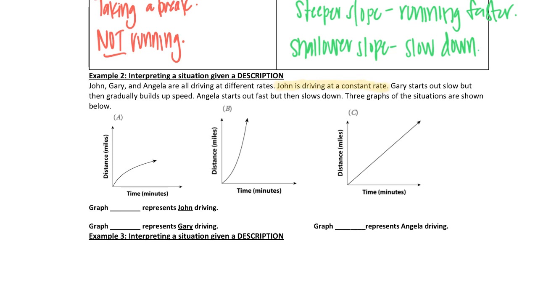First one we can knock out of the box is John. John is driving at a constant speed. Constant speed means it has a constant rate of change, meaning a constant slope. It's not changing over time. You should have matched graph C to John's description.